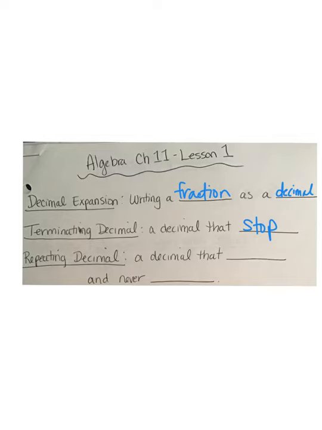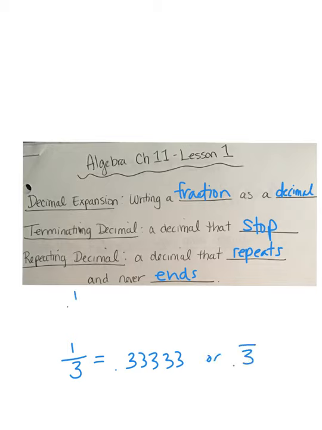Then we have a repeating decimal. That's a decimal that repeats and never ends. This would be something like 1/3. If you do 1/3, it turns into 0.3333, and a lot of times you'll see it as 0.3 with a line on top, which means that it will never end. Whereas with 1/4, it just turns into 0.25 and it stops right there. So this one would be terminating, and this one would be repeating. Okay? So that's the difference there.